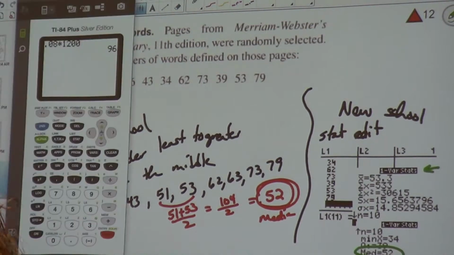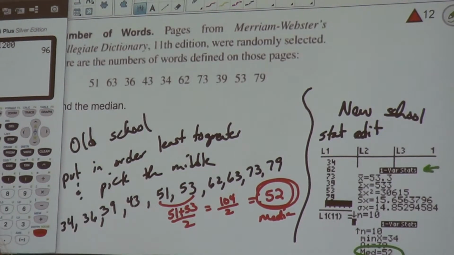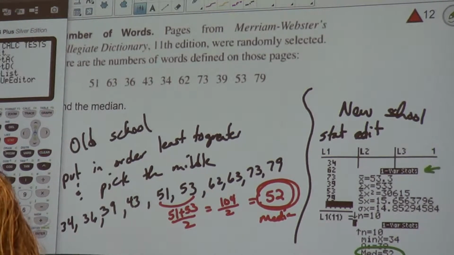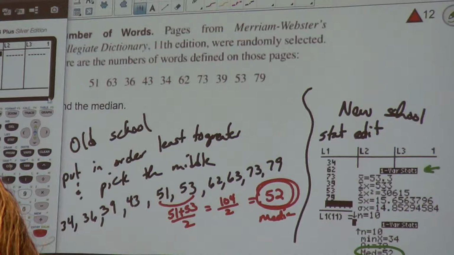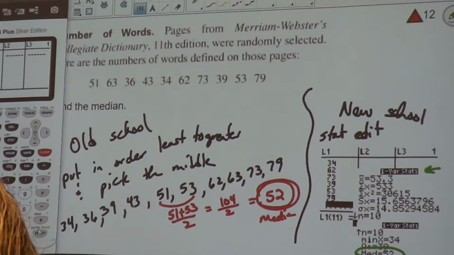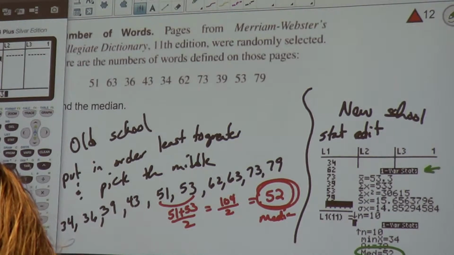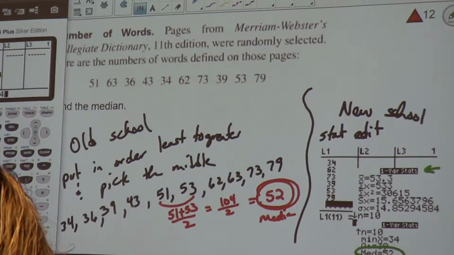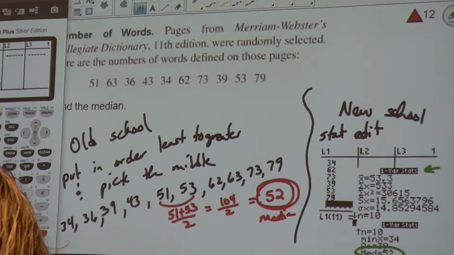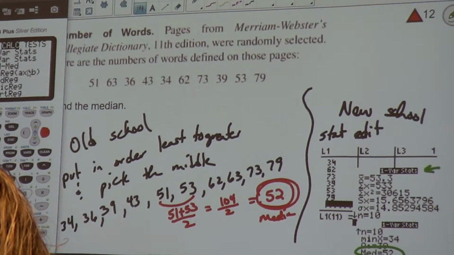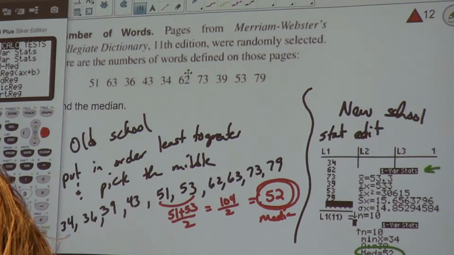New school is when I did, and you can do it both ways to check it. New school is when I do stat edit. I go to the top, clear it out. I type in my data. Then I'm going to work it out, stat calc. I only have 2 choices. I have one variable statistics and I have linear regression. We only have one set of data, so it's going to be one variable statistics.